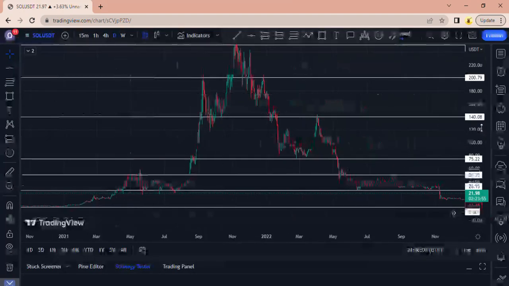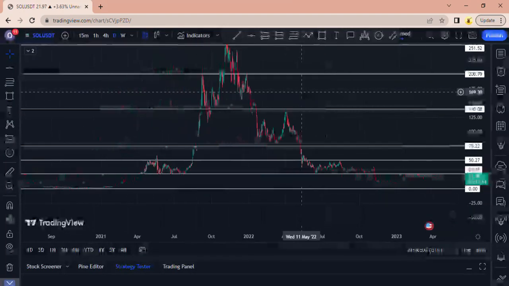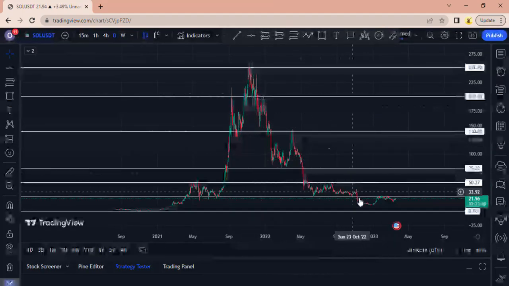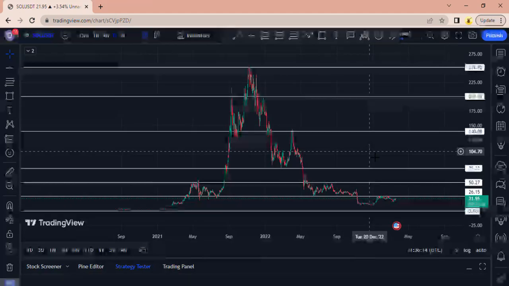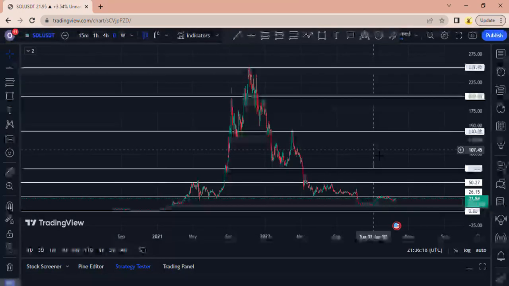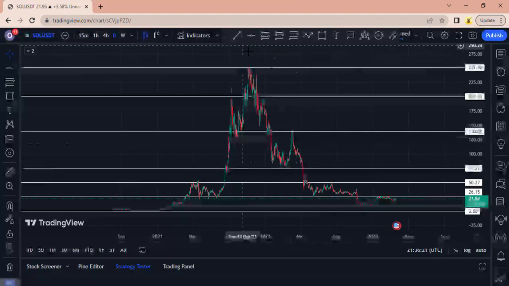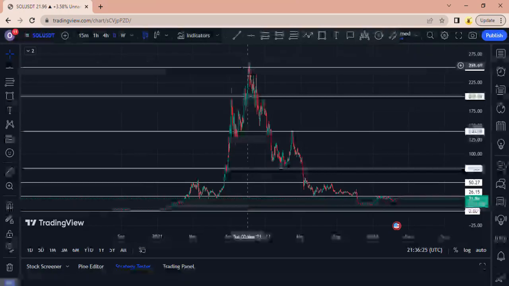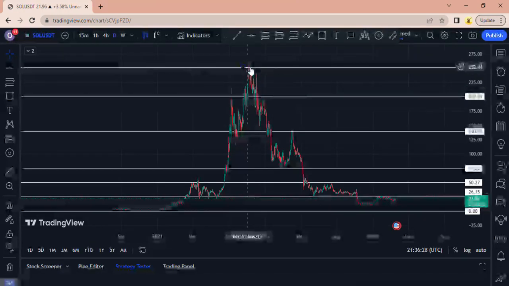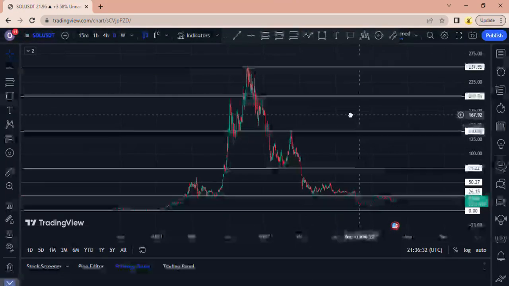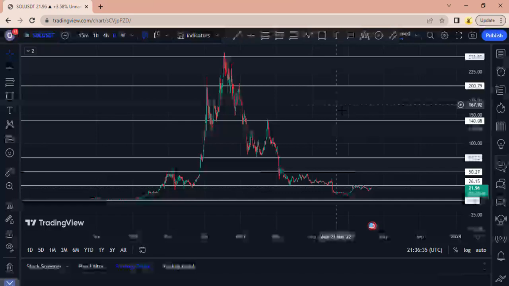Alright. So after that, now you've been able to identify that from this top all the way to this bottom is a downtrend, right? So that is the first thing we want to establish. We can say for a fact that from this top, which is right here around $250, to this bottom, which is around $7, is a downtrend, right? So that means our major trend is a downtrend. I hope you get me.